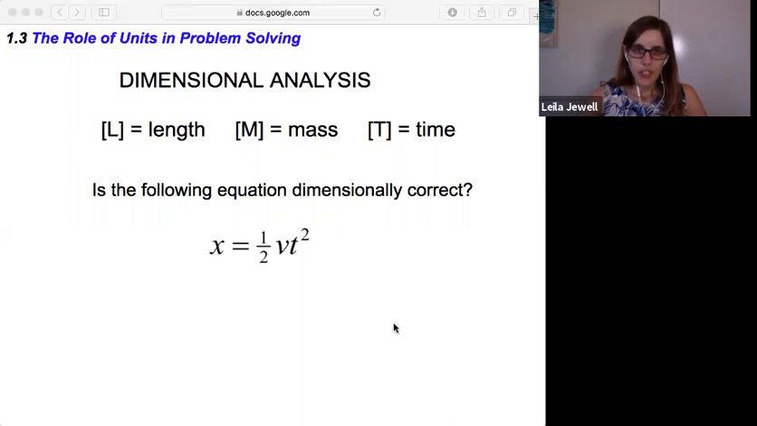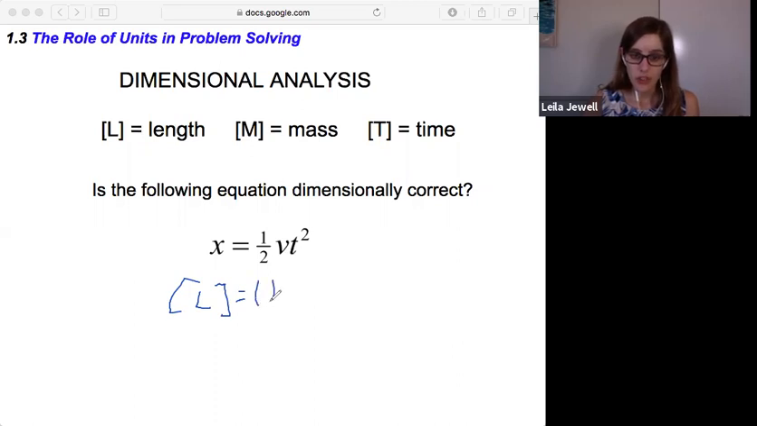Well, we haven't fully covered these variables yet. That's really coming in chapter 2. So I'm going to fill in some of the information here. And if you're feeling a little overwhelmed going through it, that's okay. But X is going to be our position or displacement. So if you picture position, that's going to be going from A to B. That's a length. So I can write that the left side is length. Okay. The 1/2 doesn't have any dimensionality. It's just a number. So we don't have to worry about that.